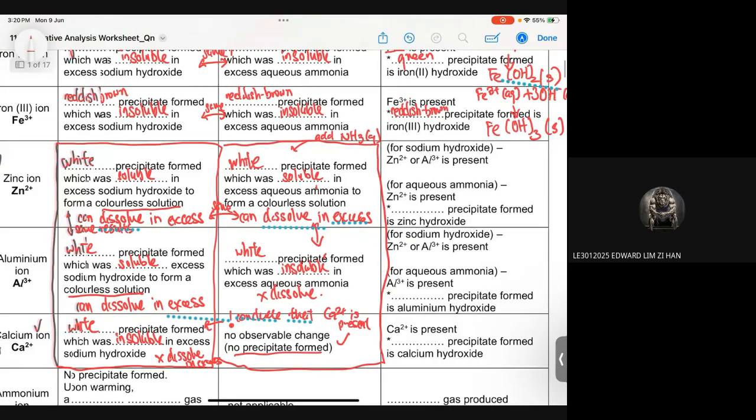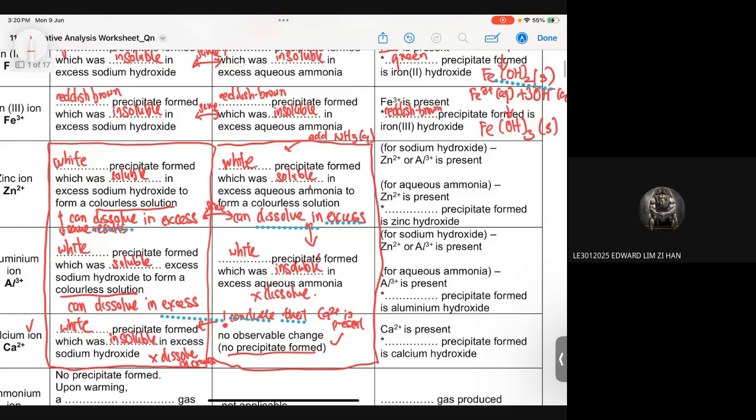Okay, so let's go on to this part now. In terms of conclusion, if you add sodium hydroxide, as I mentioned, you cannot differentiate whether it's zinc or aluminum present because both give the same results. But if you add aqueous ammonia, you can differentiate between the three white precipitates.